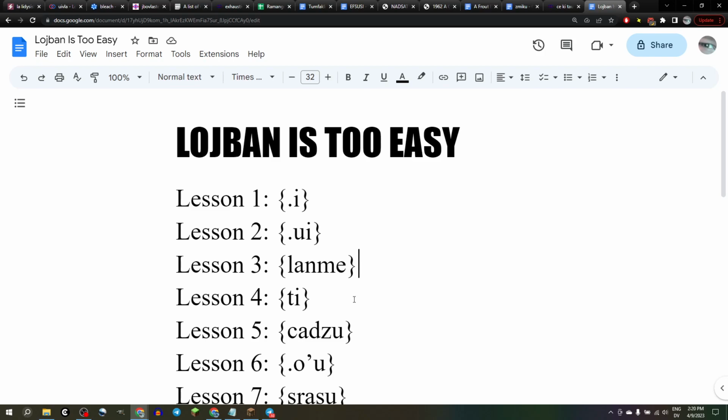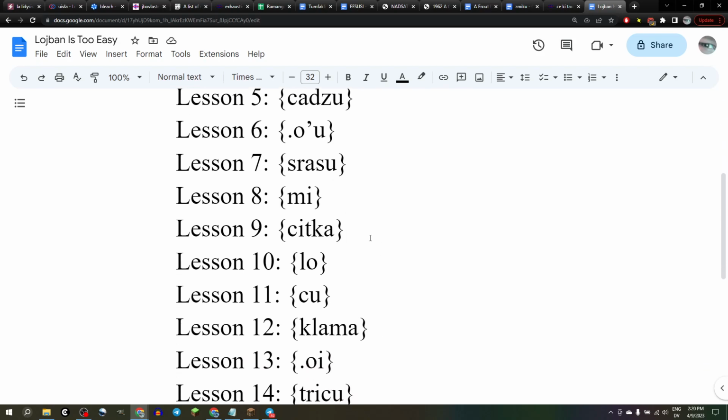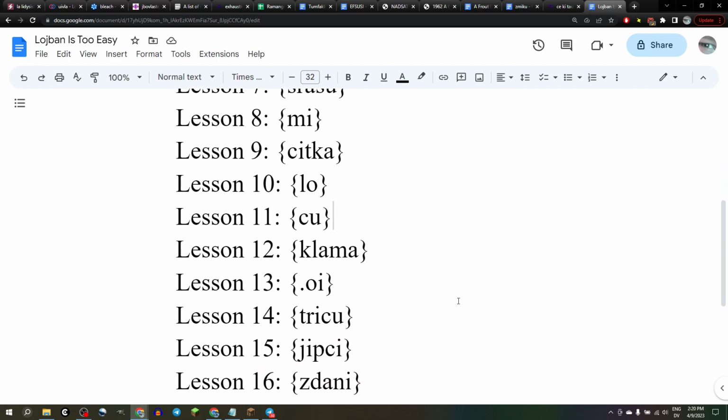Landme is a verb meaning sheep. Ti means the thing I'm pointing to. Shadsu means to walk on a surface using limbs. Ohu means I feel relaxed about that. Srasu means some grass. Mi means me. Shitka means to eat something. Lo makes something into a noun. So now we have nouns. Shu means verb coming up.